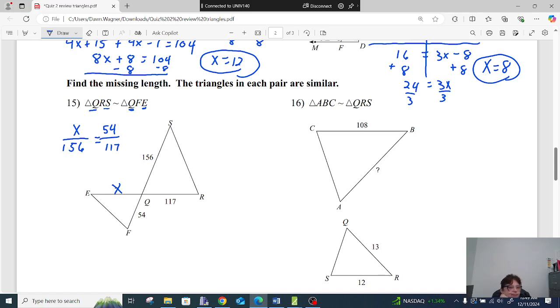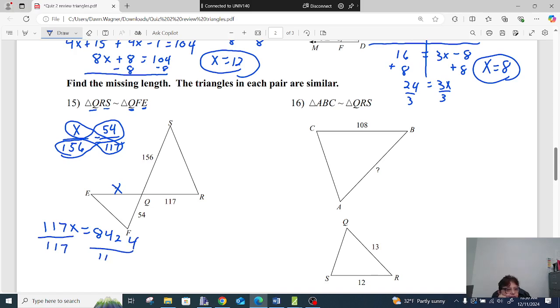Now you cross multiply. So you multiply these two, and that's 117x equals, and then you multiply these two. What is 156 times 54? 8. And then I divide by 117. And x is equal to 72.